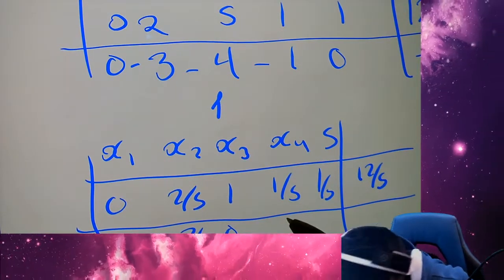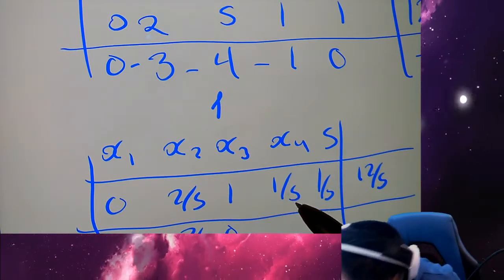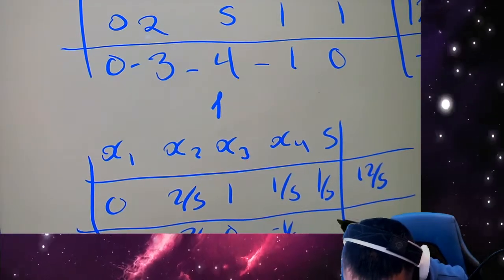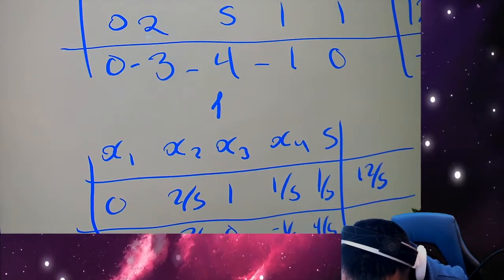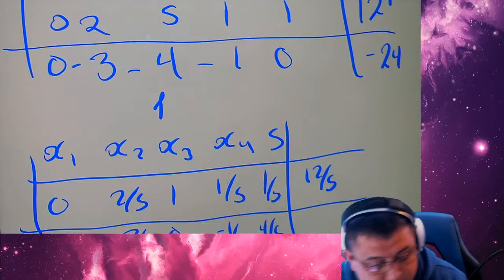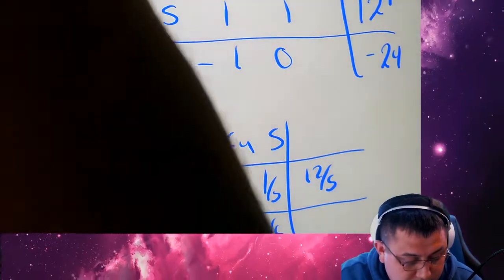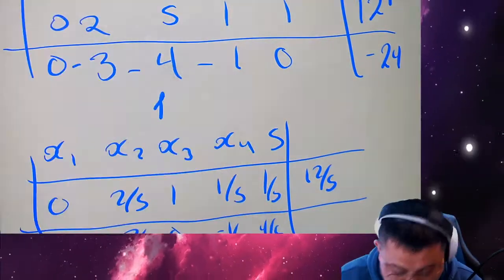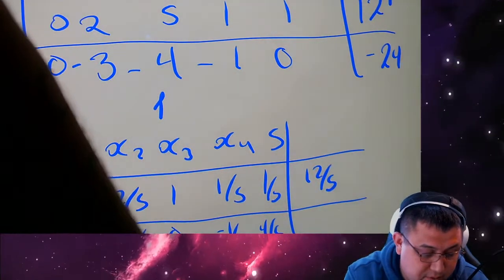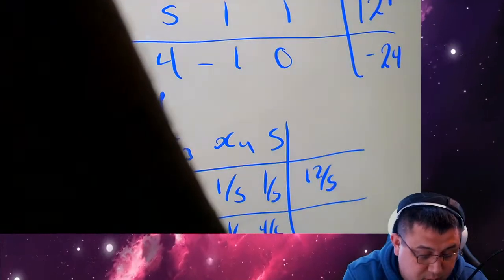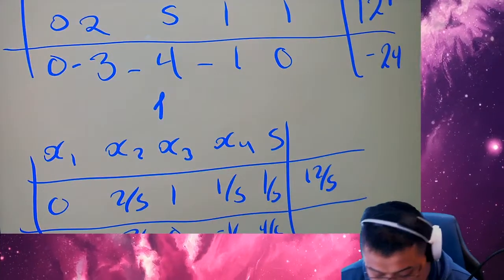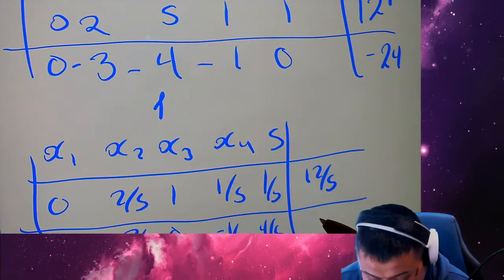Okay. This is 4 over 5. This is going to be negative 5 over 5. This will be negative 1 over 5. And then this is going to be 4 over 5. And then we get 12 over 5. So I multiply it by 4. 12 times 4, which is 48 over 5, plus minus 24. So we have to multiply 24 by 5. 24 times 5. So 120 minus 48. That's negative 72 over 5.